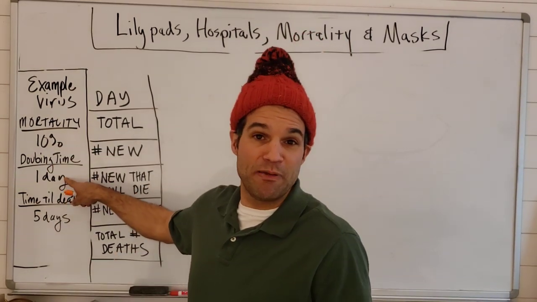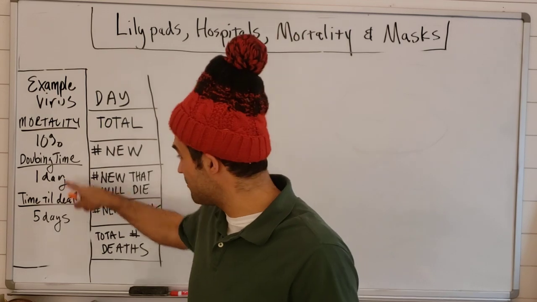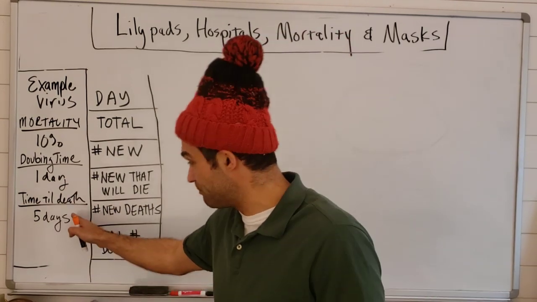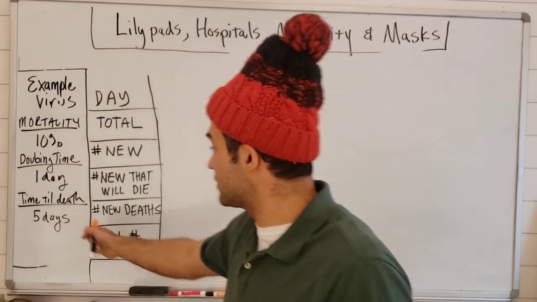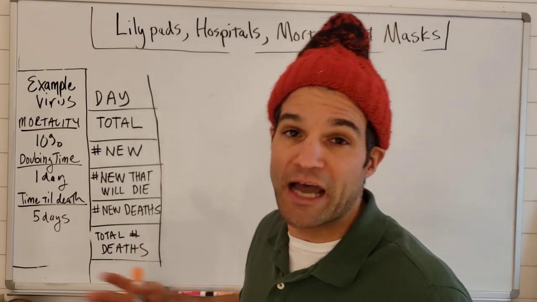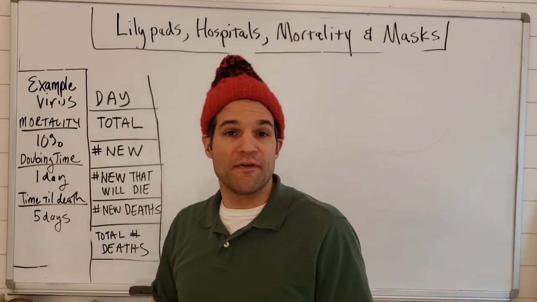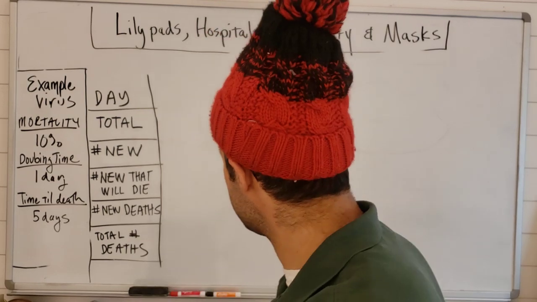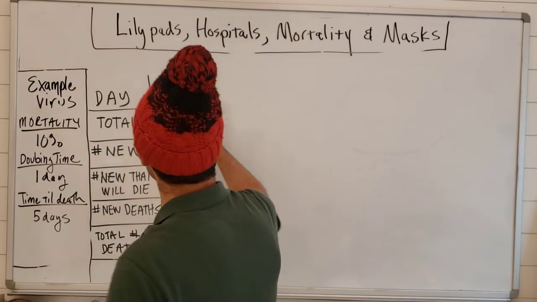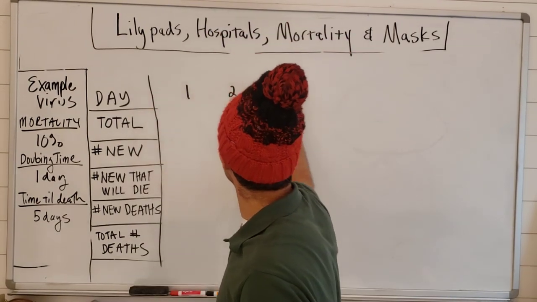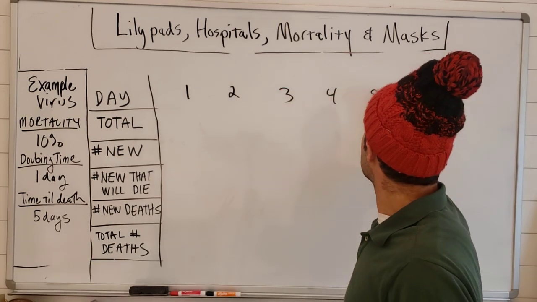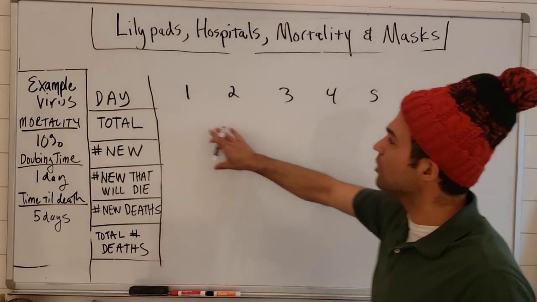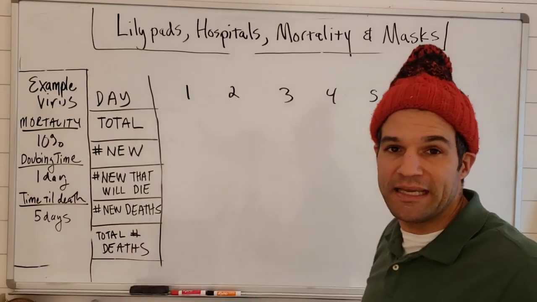It doubles the number of people who have it, doubles every day, the total number of people. And the time till someone dies, it's not fun to think about, is exactly 5 days. Everybody who will die dies exactly on the fifth day. Okay, so what we're gonna do is we're gonna create a table. So we have days right here, day one, day two, day three, four, five, six, seven. We'll go through this week, okay? And we'll see what happens.